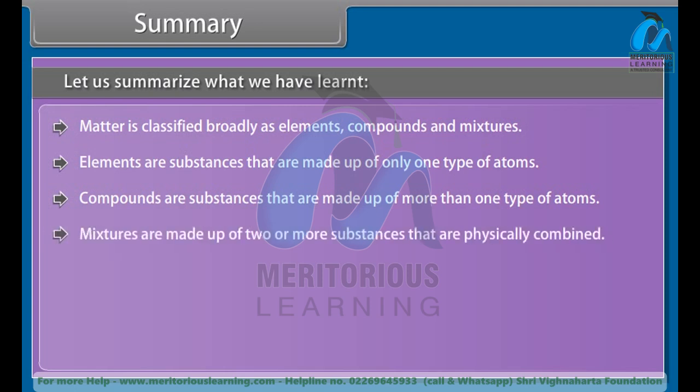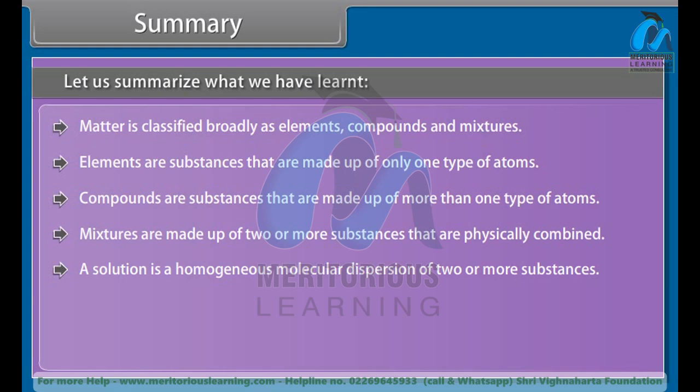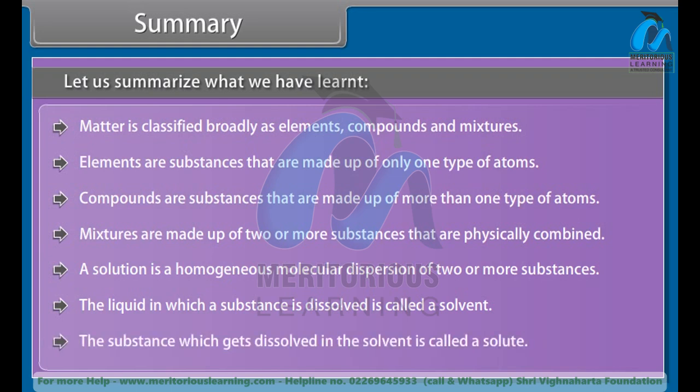Mixtures are made up of two or more substances that are physically combined. A solution is a homogeneous molecular dispersion of two or more substances. The liquid in which a substance is dissolved is called a solvent. The substance which gets dissolved in the solvent is called a solute.